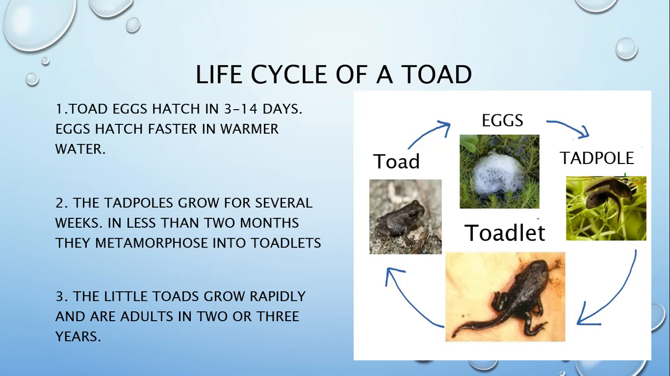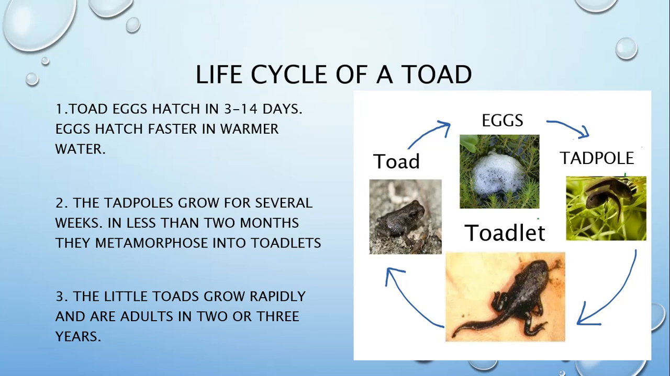Toad eggs hatch in 3 to 14 days, and the same as a frog, they hatch faster in warmer water. Then they become a tadpole, and they grow for several weeks. And they also go through a metamorphosis, but they're not called froglets like the baby frogs. They are called toadlets. So just a little bit different. And then the little toads or toadlets grow rapidly and are adults in 2 or 3 years.